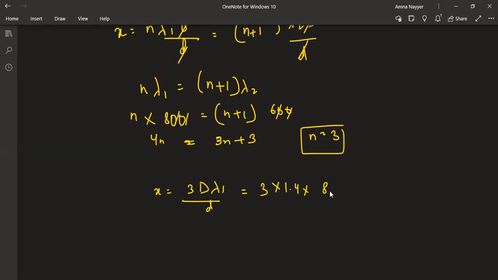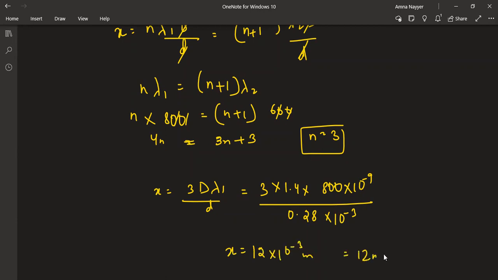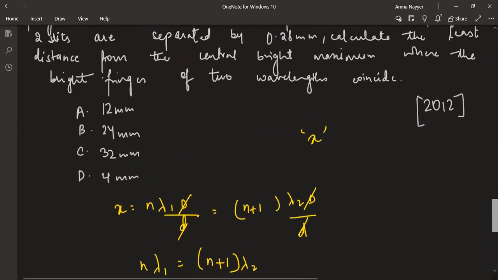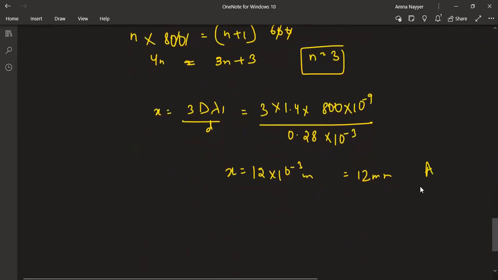And wavelength was 800 nanometers. So convert nanometers, 10 to the power minus 9. Divided by separation was 0.28 millimeters. So 10 to the power minus 3. The correct answer for this becomes 12 into 10 to the power minus 3 meters, which is written as 12 millimeter. So not option D, this is option A. So A option is the right answer.